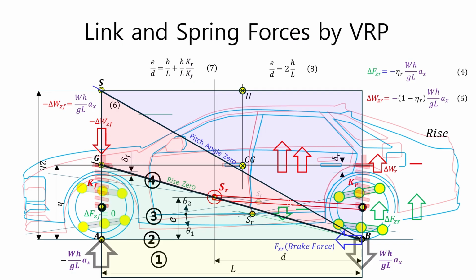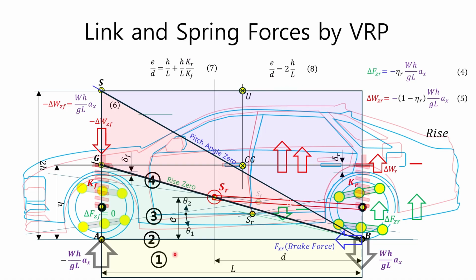Let's examine the relationship between the link and spring forces based on the location of the virtual reaction point. The method for determining the pitch angle zero line and the rise zero line in the figure will be explained later. The pitch angle zero line can be expressed as equation 7, and when the front spring stiffness and the rear spring stiffness are equal, equation 7 can be expressed as equation 8.